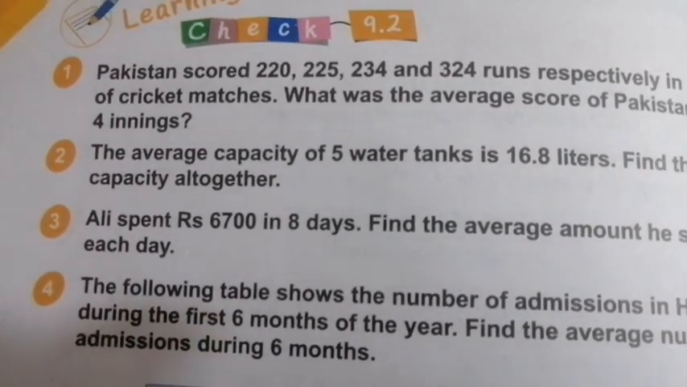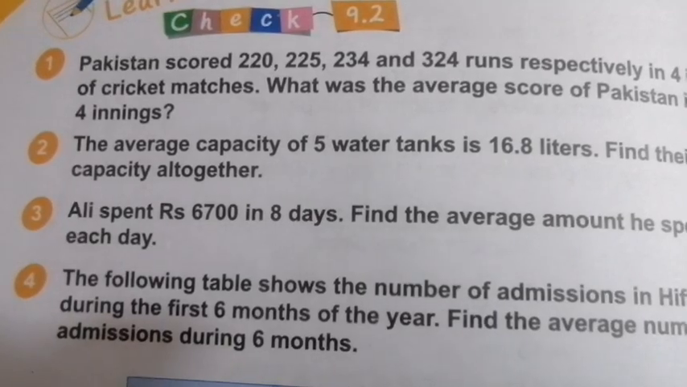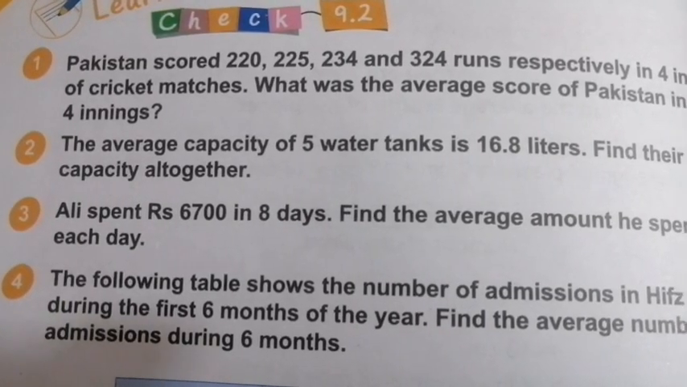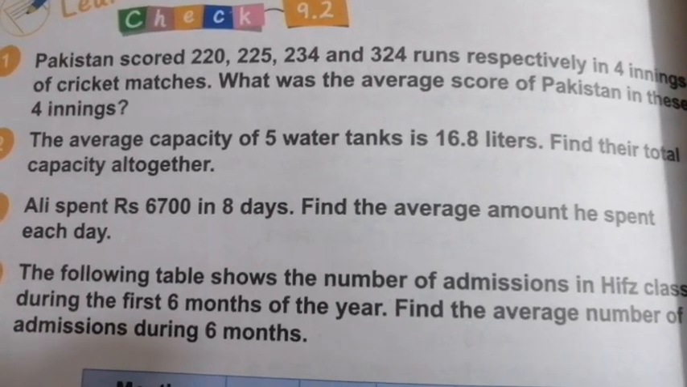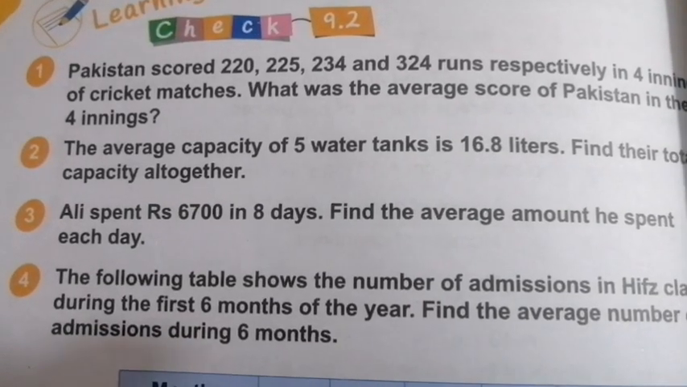Okay, question number 2 is: the average capacity of 5 water tanks is 16.8 liters. Find their total capacity altogether.